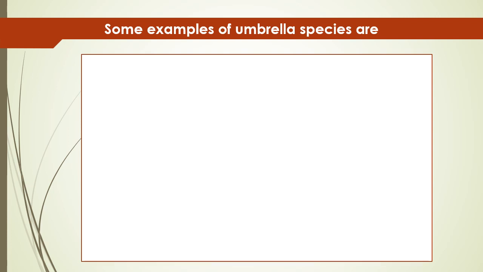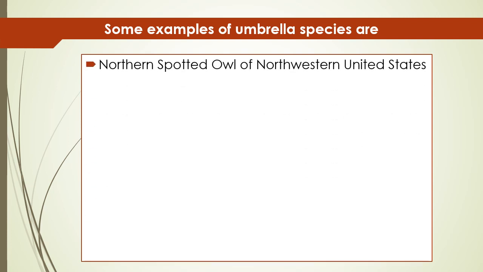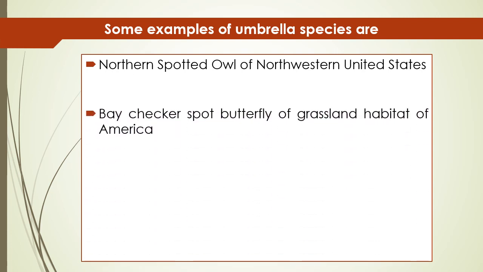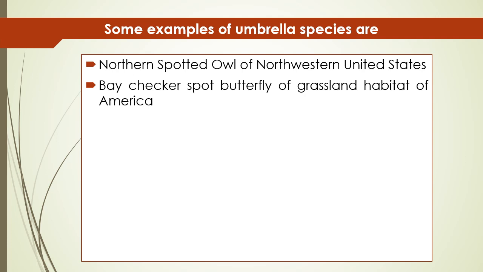Different examples of umbrella species are recognized in natural habitats. Here I have given a few of them. The northern spotted owl of the northwestern United States is considered an umbrella species, which is found in the old growth forest of North America, where mollusks and salamanders are also protected within their protection. The Bay checkerspot butterfly of the grassland habitat of America is also considered an umbrella species. The sage grouse of North America is also considered an umbrella species.